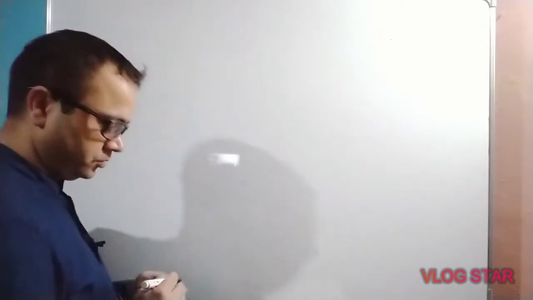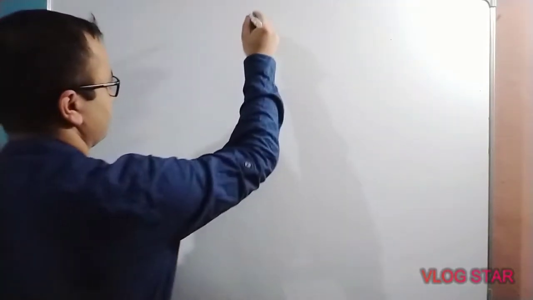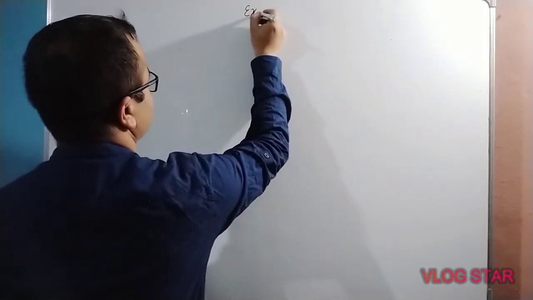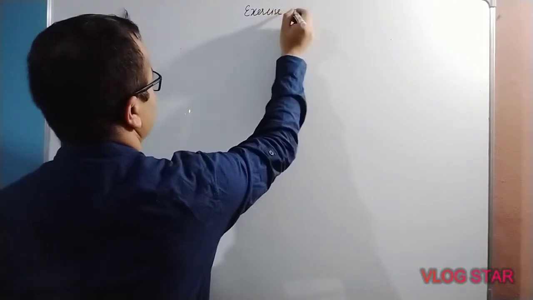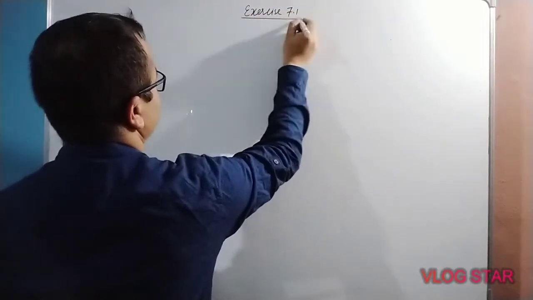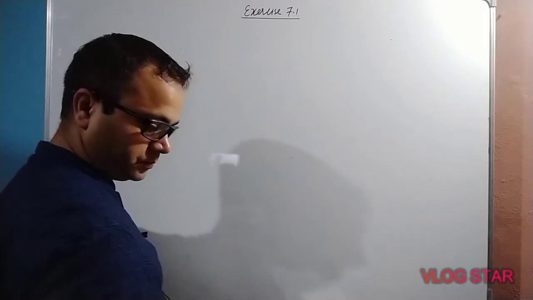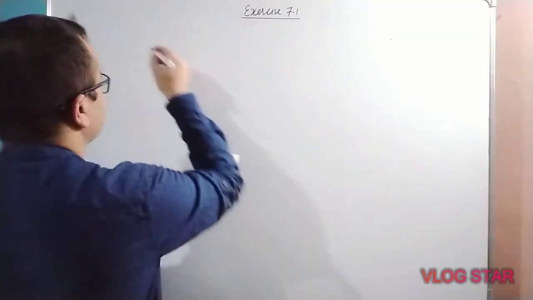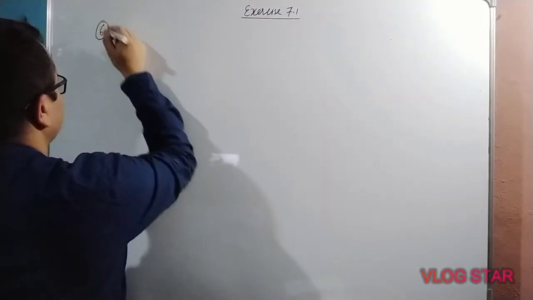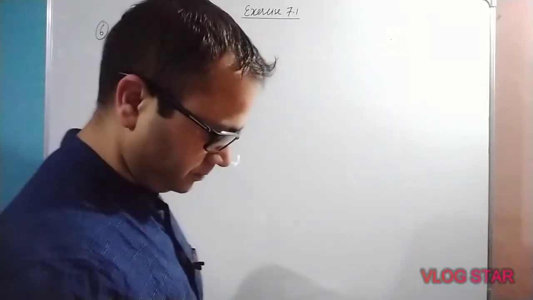Class 9. Today we will continue Exercise 7.1, Triangles, chapter number 7, question number 6. We have already done up to question number 5. Now question number 6 of Exercise 7.1.